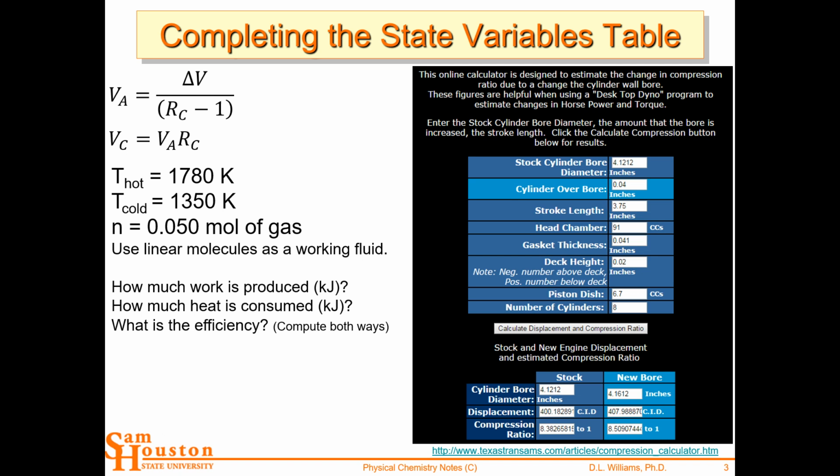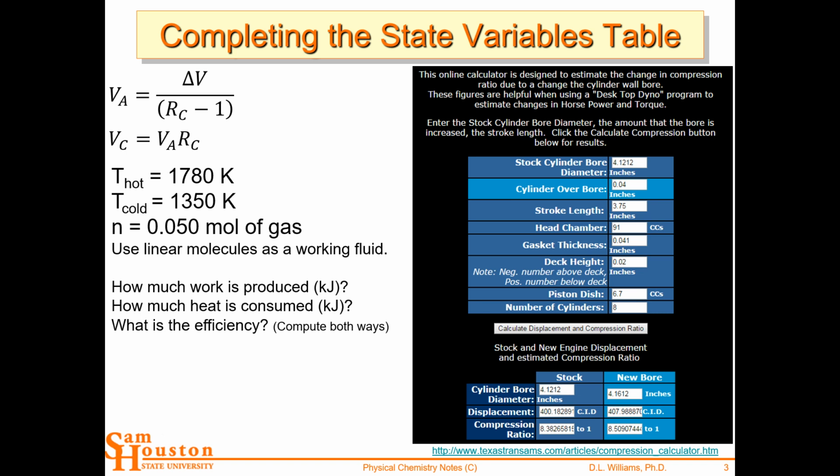So first of all, we've got a problem. We've got our volumes in cubic inches. That stinks. What are we going to do about that? We've got to get out of our cubic inches. Let's write our values out here. So delta V is equal to 400 inches cubed. Compression ratio 8.38. That's unitless because it's a ratio.